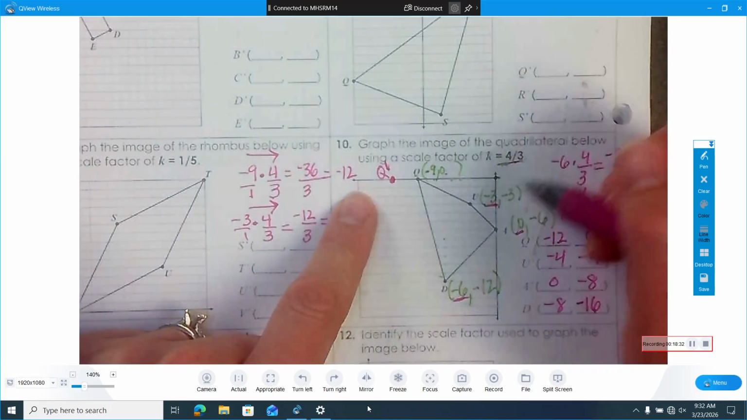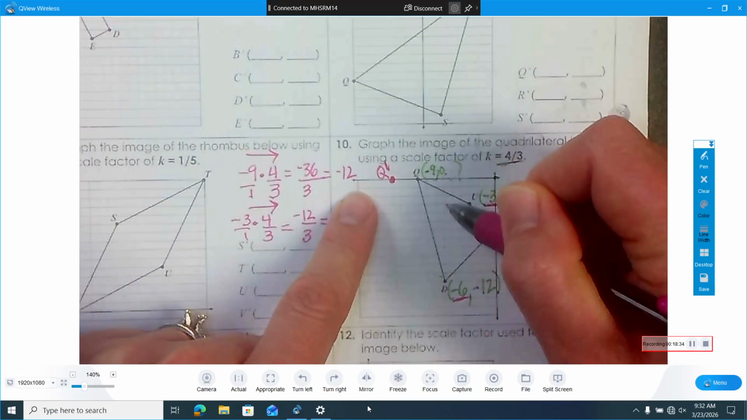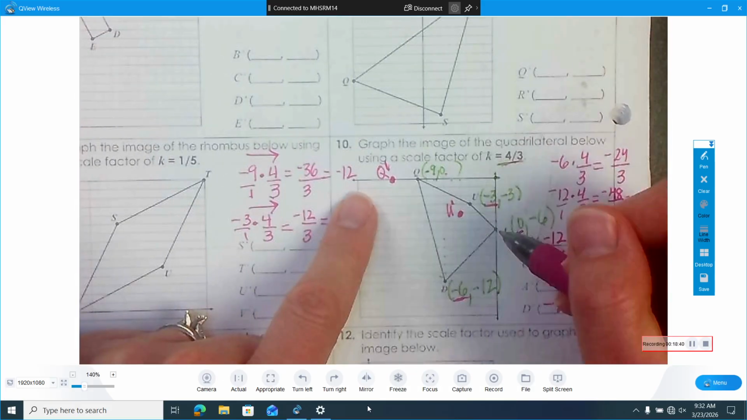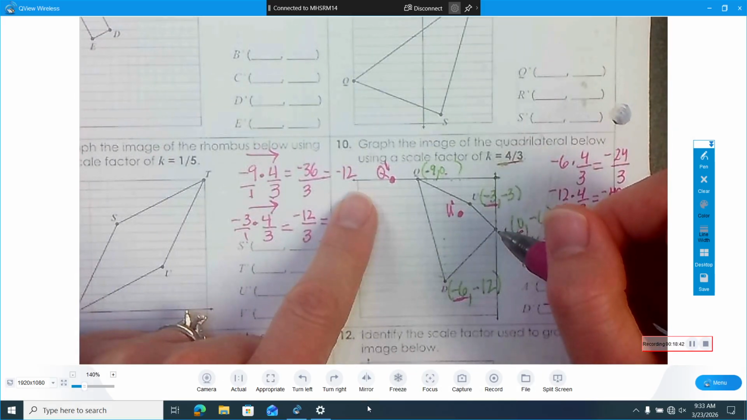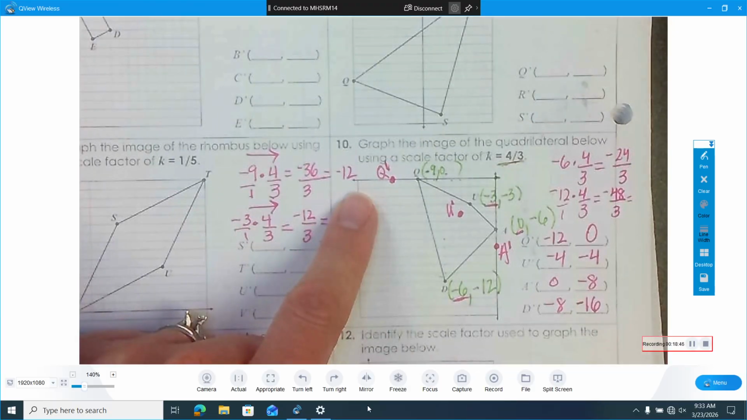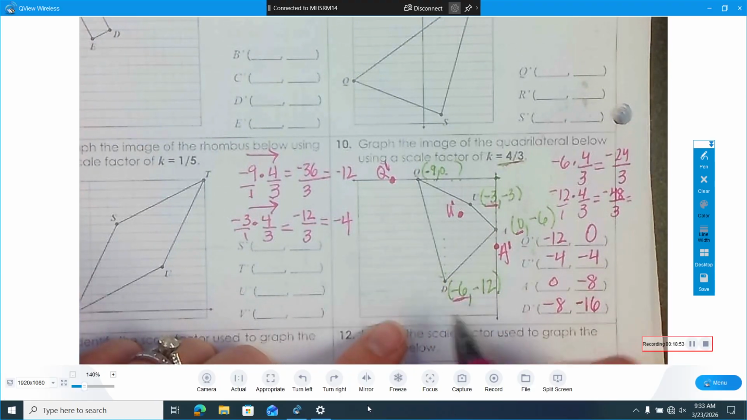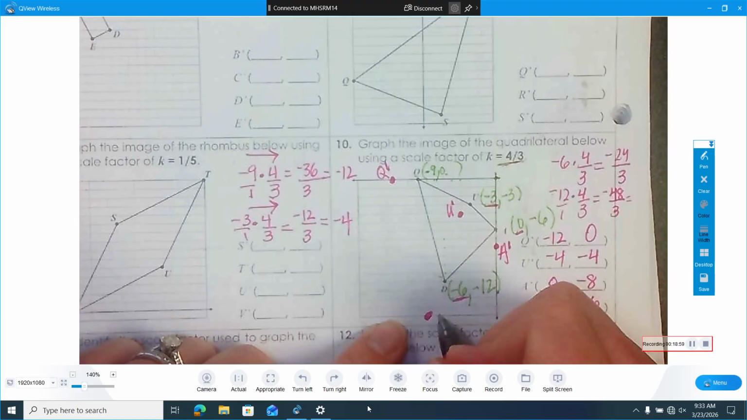U is at -4, -4. That's going to be right here. U prime. 0, -8. This was -6, -7, -8. So that's A prime right there. And D prime was at -8, -16. So that's -7, -8. And then -12, 13, 14, 15, 16. Right there. D prime.